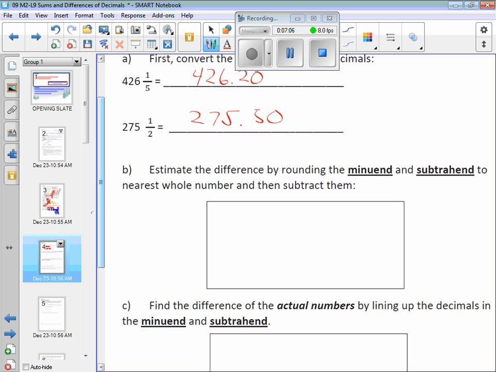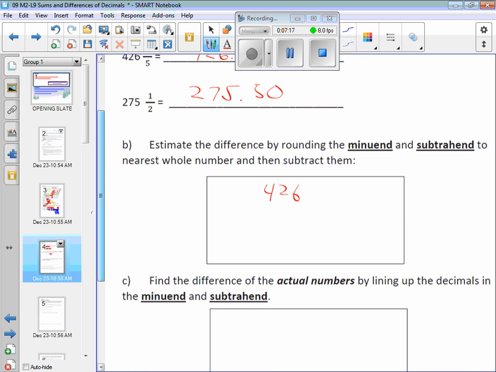426.20 rounds to what whole number? Emma. Great. And always double check, what are they asking us to do? Subtract, make sure we get that right. 275.50 rounds to what? Kaylee? Correct. Remember, 5 or more, raise the score. 4 or less, let it rest. 5 or more, raise the score. It means bring it up, round it up. 4 or less, let it rest. Keep it as the whole number.